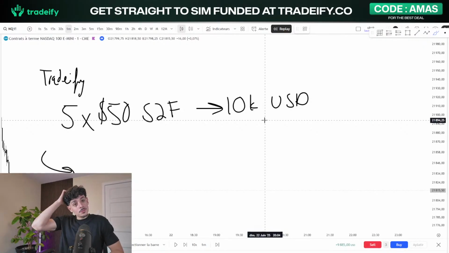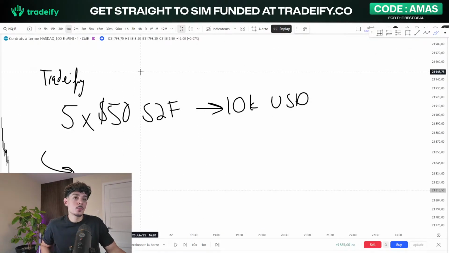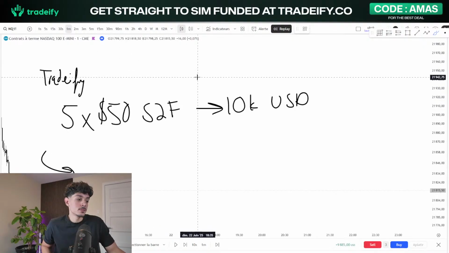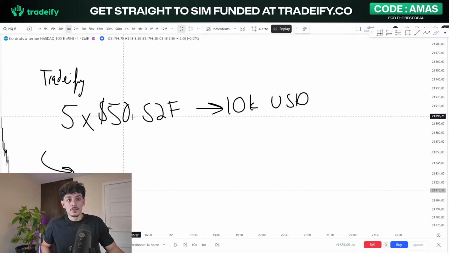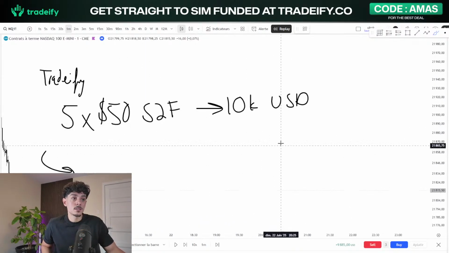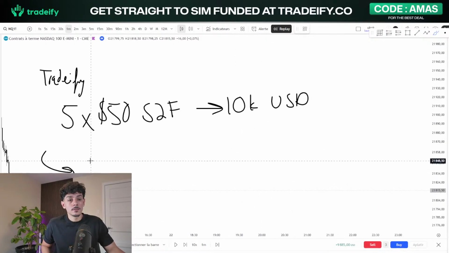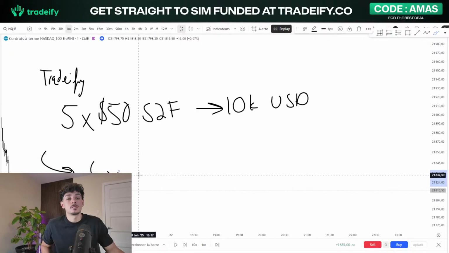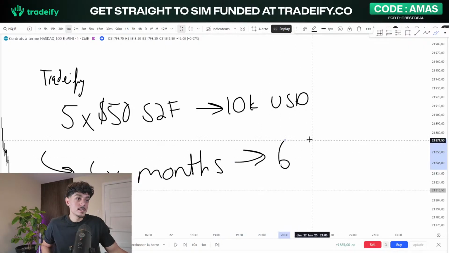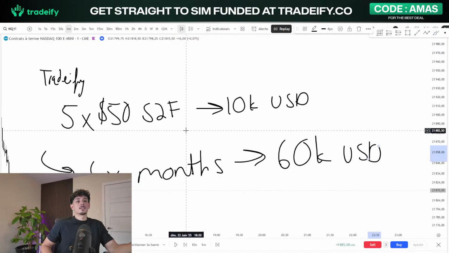not over leveraging. Too many people are over leveraging, trying to aim for 1 payout a month. This is not realistic. Not every market condition will be win streaks. So 5 50K straight to funded accounts, you're consistently pulling out 10K, let's say every 1 month and a half, 2 months. If you get that 6 months in the year, that's 60K in profits USD, only with 5 accounts.